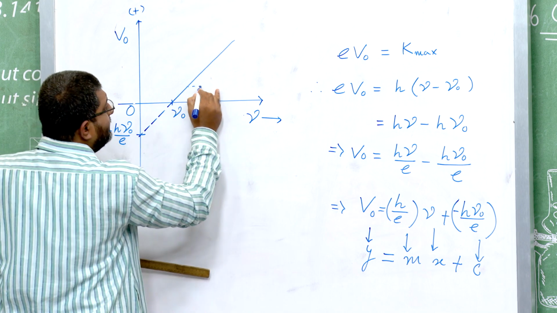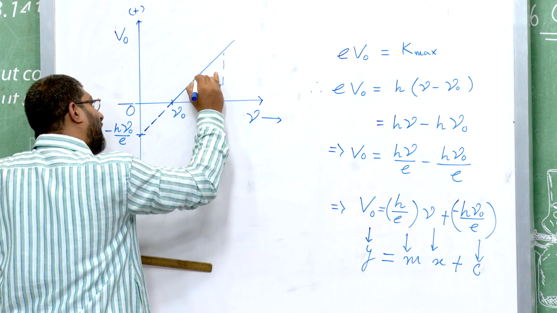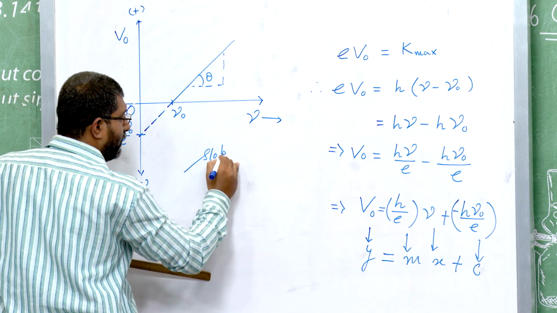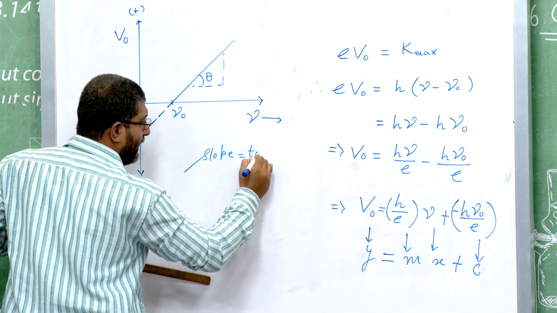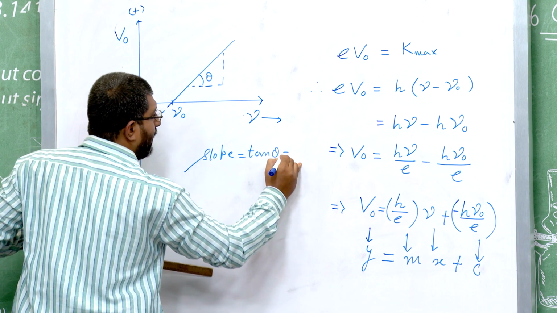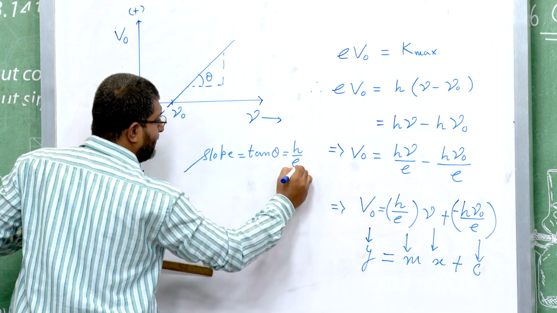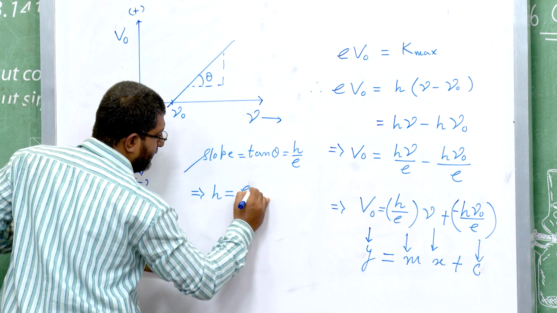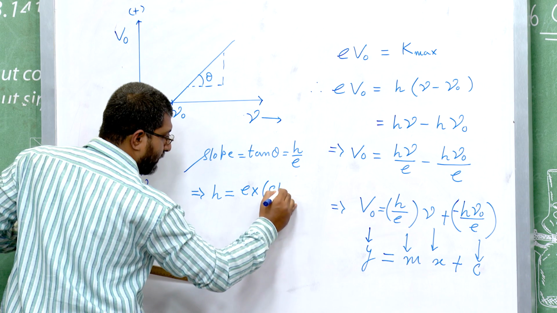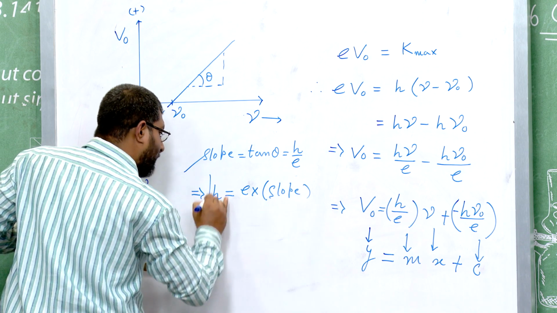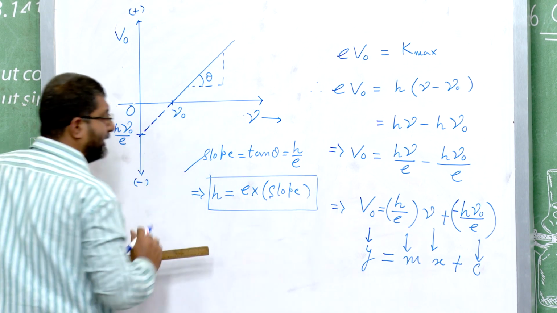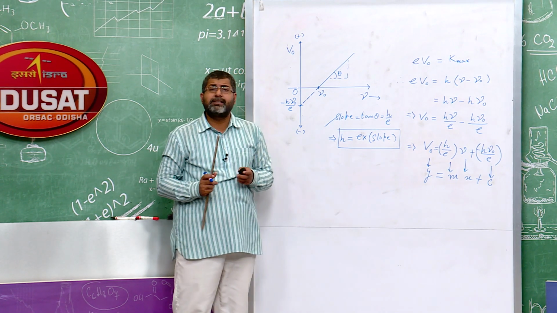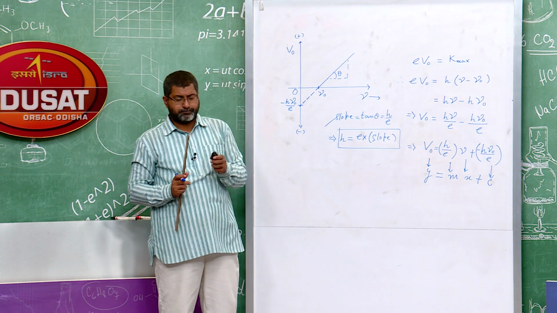And if we take the slope of this graph, if this is theta, then the slope equals tan theta equals h by E. That implies h equals E into slope. So this is how you will be able to find out Planck's constant from the concept of stopping potential.